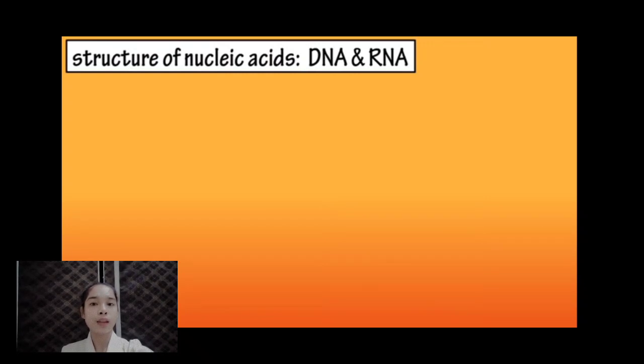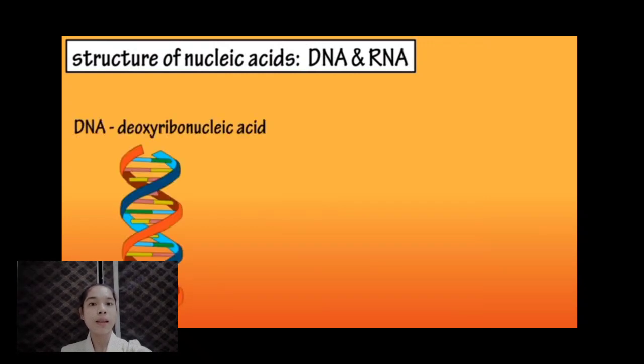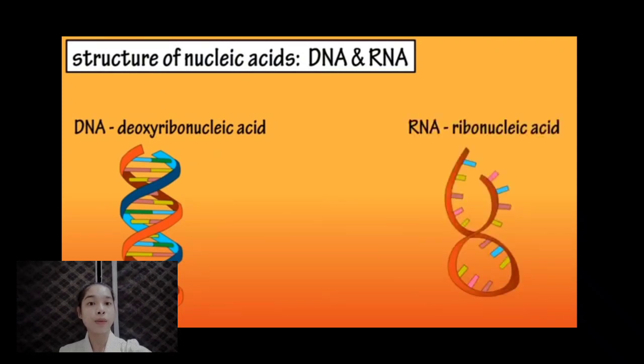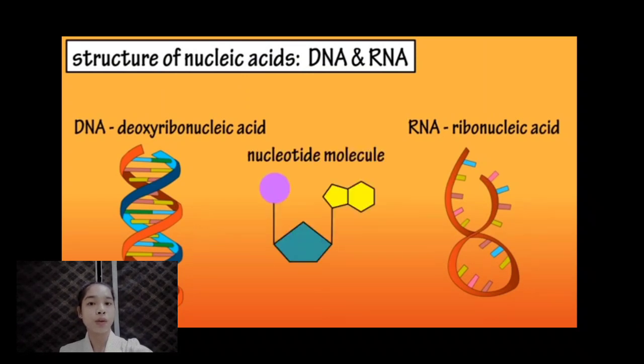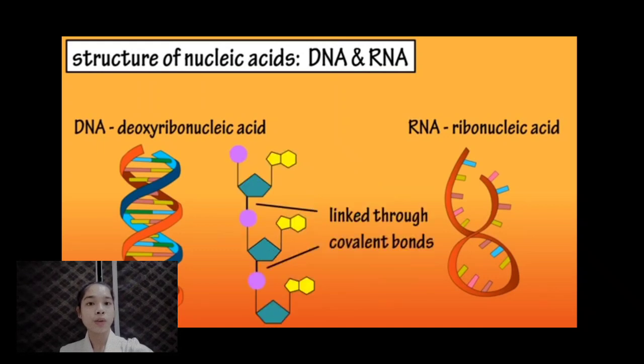There are two main types of nucleic acids, DNA or deoxyribonucleic acid and RNA or ribonucleic acid. Nucleic acids are large molecules made up of smaller molecules called nucleotides. The nucleotides in these molecules are linked together through covalent bonds, or bonds where electrons are shared between atoms. Let's start by looking at DNA.